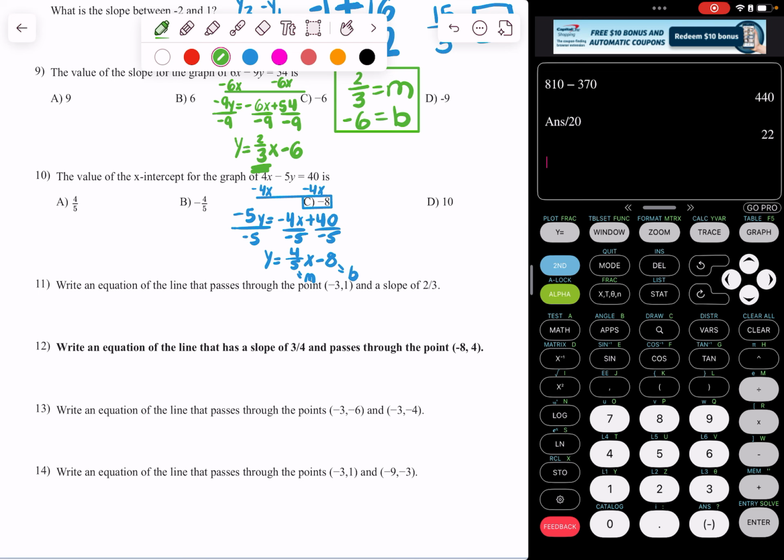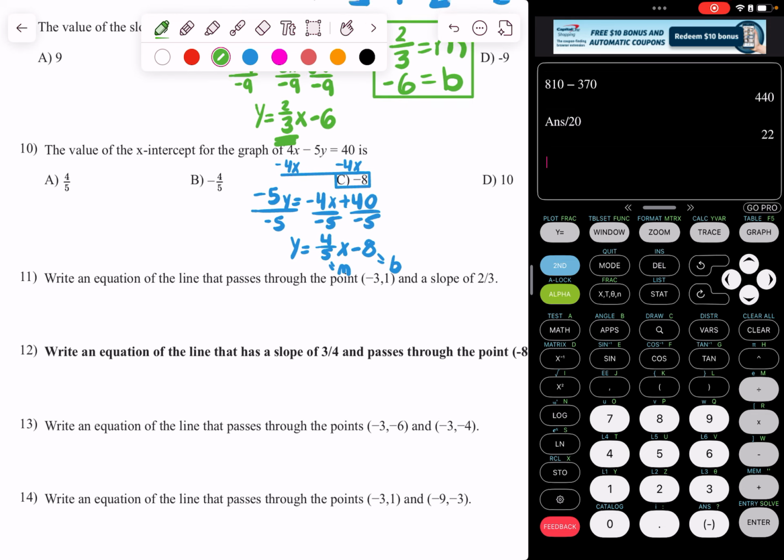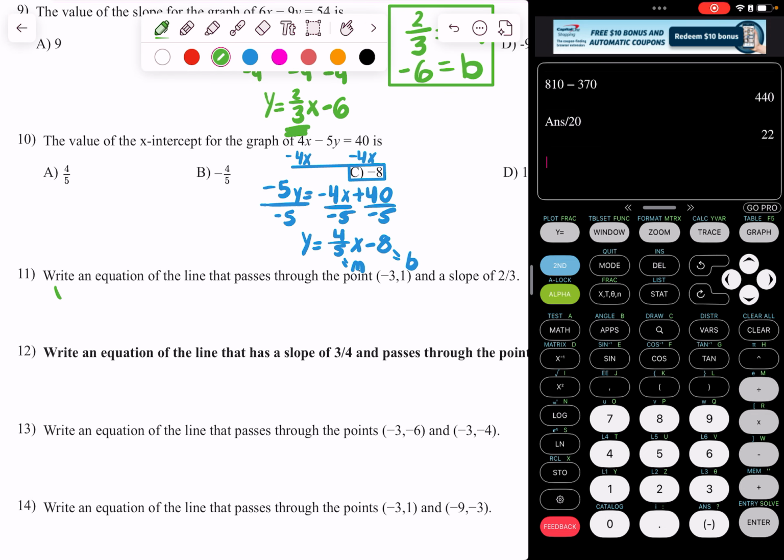All right, let's review making some equations. Write an equation of the line that passes through this point and has a slope of this. That is the point slope formula. This is the first x we were given and the first y, and this is our slope. Okay, y minus our y1 is 1 equals our slope is 2 over 3, parentheses x, minus our x1 is negative 3. A minus negative becomes a plus.